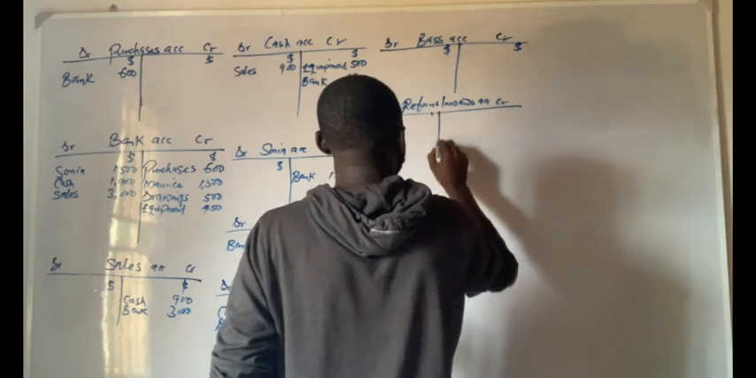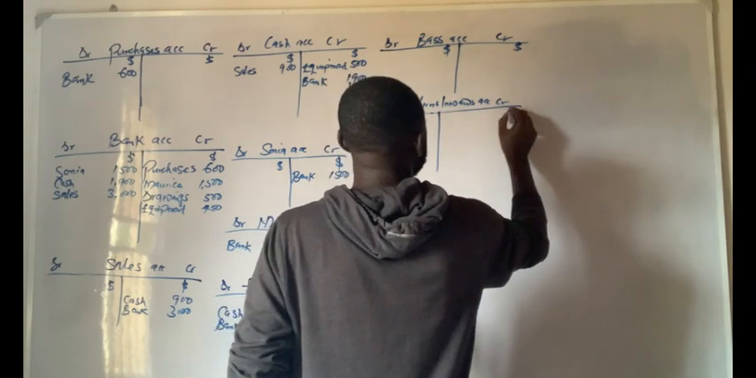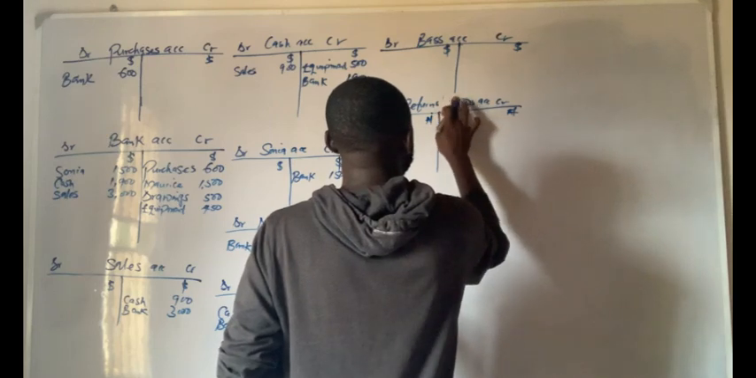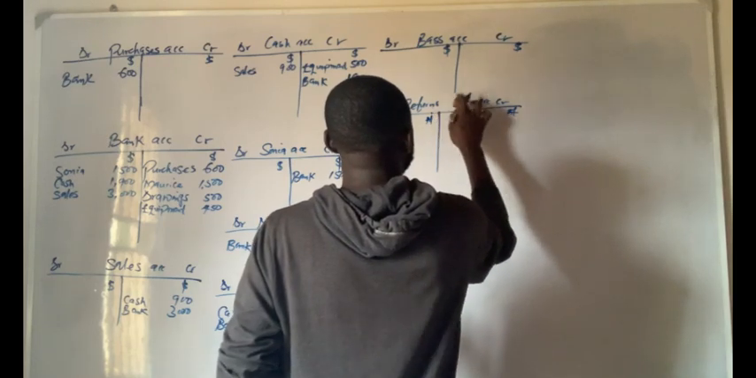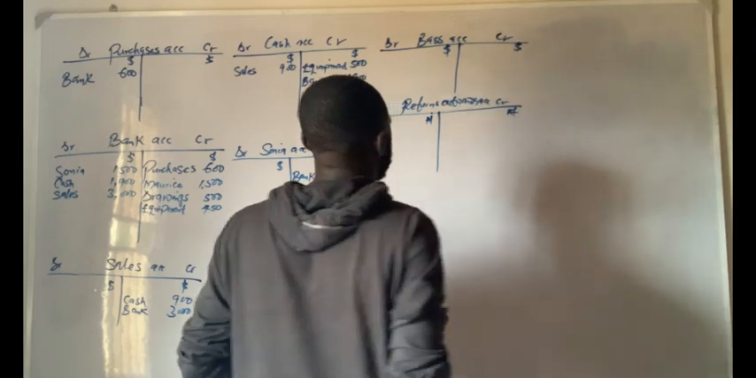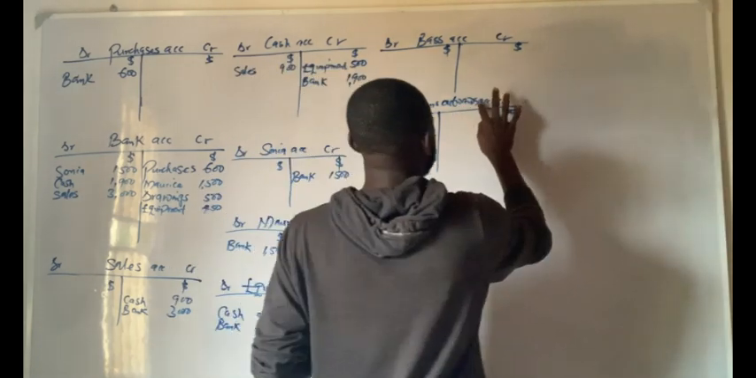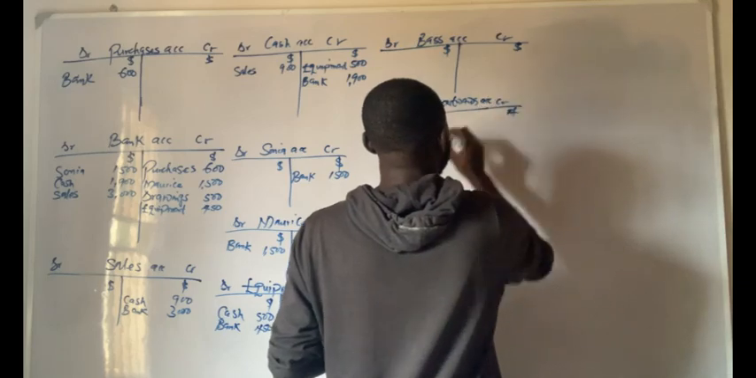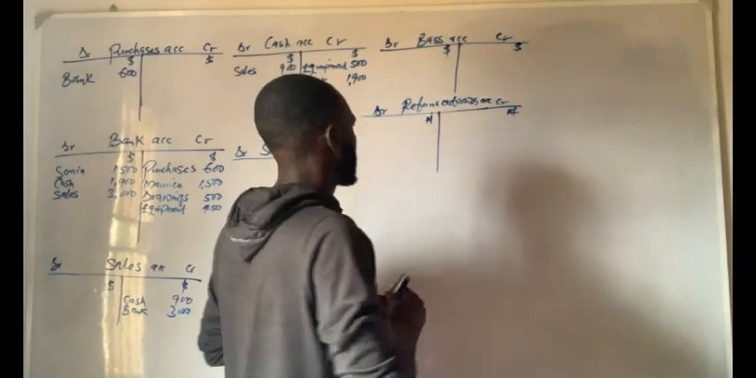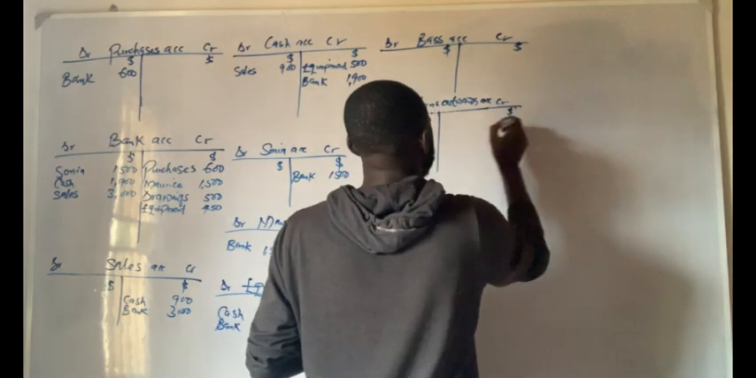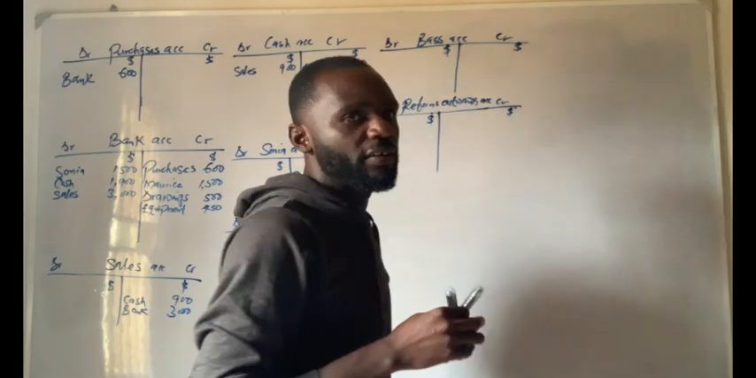The question is, how did I know? Sorry, it's returns outwards. Returns outwards. Sorry. The returns outward account. So the question is, how did I know?